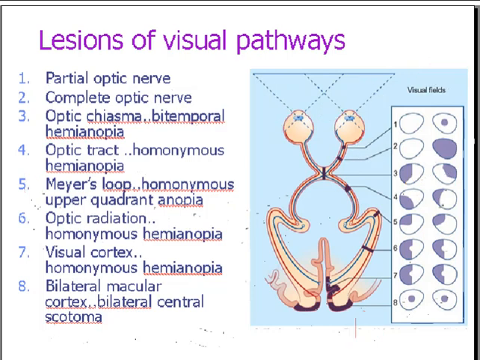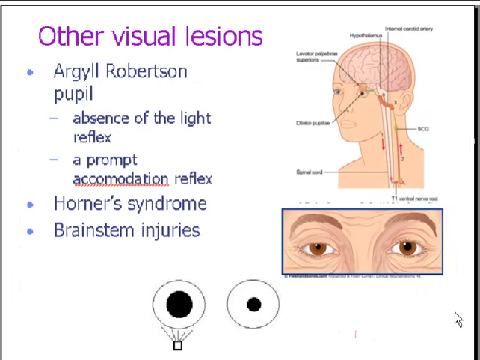Now here are other visual lesions we talk of, and let's look at the Argyll-Robertson pupil. When you look at the Argyll-Robertson pupil, one good way to remember is accommodation reflex present. In Argyll-Robertson pupil, the accommodation reflex is present. The pupillary light reflex is lost. So this is lost.